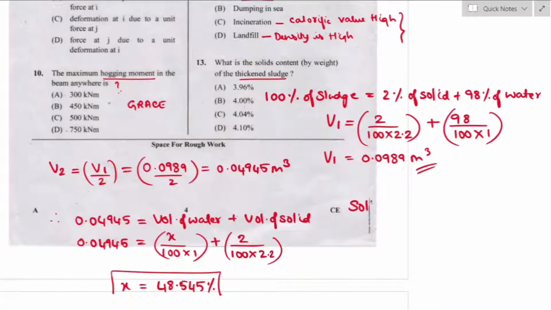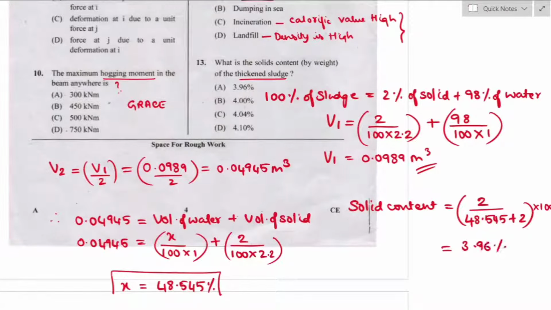Now we have to find the percentage of solid content by weight. So solid content is equal to 2 divided by 48.545 plus 2, multiplied by 100, which is equal to 3.96%.